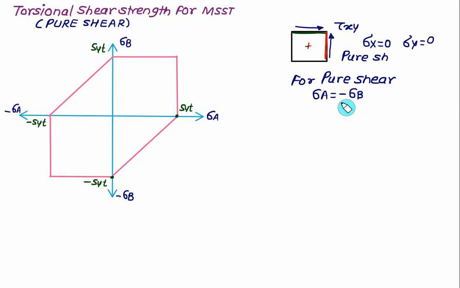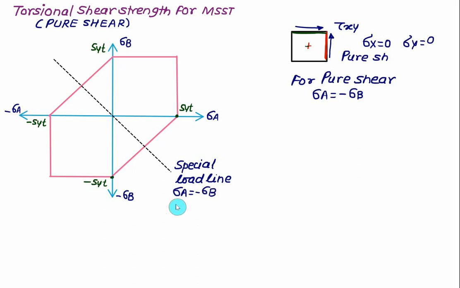So this one is again a straight line having slope equal to minus 1, that is, the angle is 45 degrees. Since the slope is equal to minus 1, we draw here one line which is inclined at 45 degrees. So it will bisect quadrant 2 and quadrant 4. This line represents a special load line because for this line we have sigma A equal to the negative value of sigma B, or we have the case of pure shear. So this one is also representing the case of pure shear.